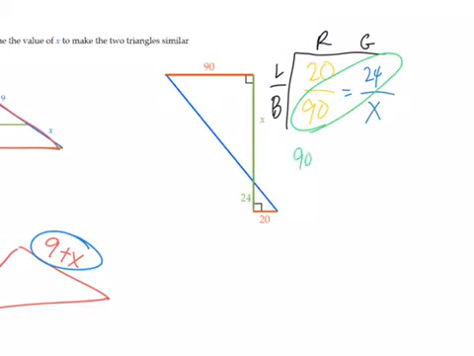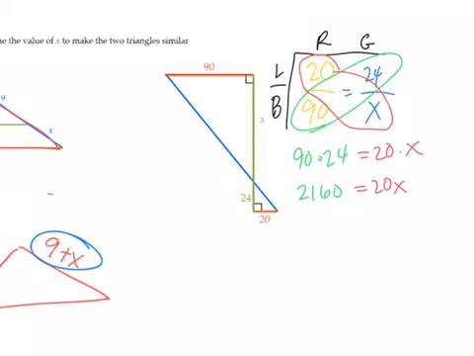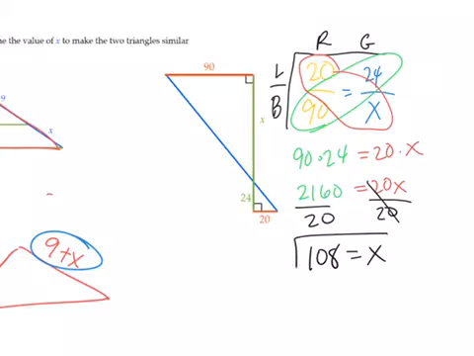So we have 90 times 24, which is 2160. And then 20 times x, which is 20x. And then to solve, I divide both sides by 20, and I have 108 equals x.